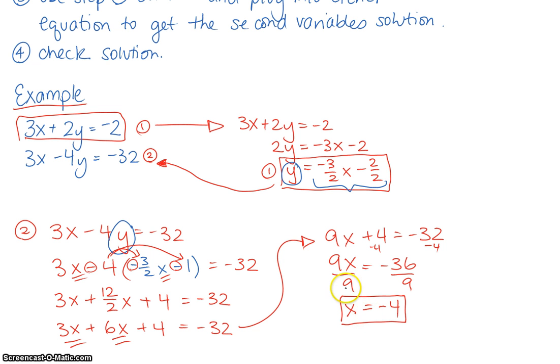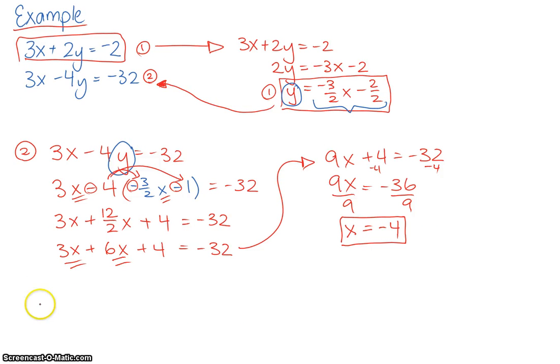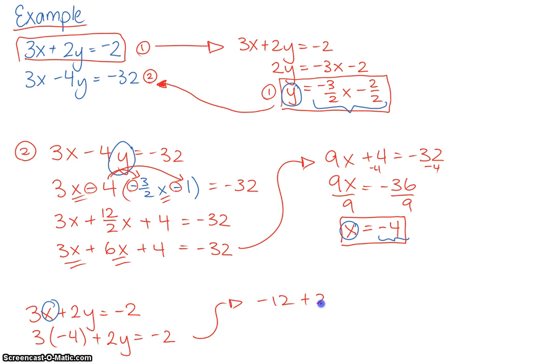Now we can use this and plug it into either of our equations and figure out what y is. So let's take 3x plus 2y equals negative 2. Again, wherever you see an x, we're going to replace it with negative 4. So 3 times negative 4 plus 2y is going to equal negative 2. Negative 12 plus 2y equals negative 2. Add 12, add 12. 2y is going to equal 10. Divide by 2, divide by 2. y is equal to 5.